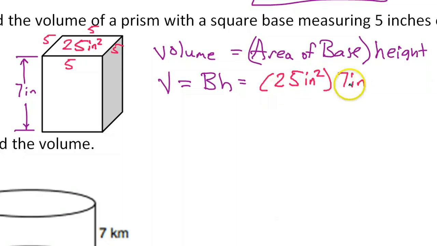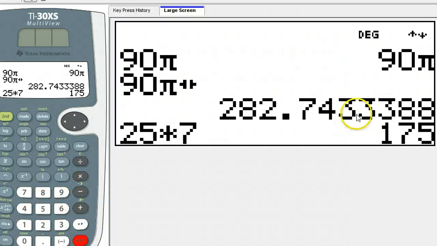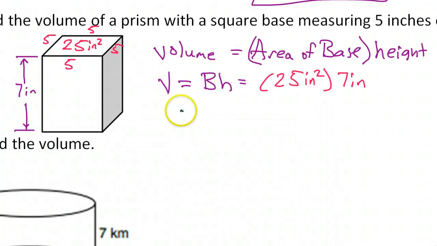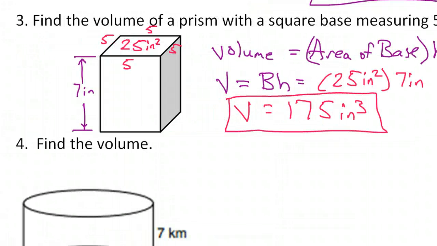Now if I leave the units in here, it helps you see why it's inches cubed, because area is square inches, and then times the height, so inches squared times another inch would be inches cubed. Anyway, what's 25 times 7? Well, that's 175. So that tells us that the volume is 175 cubic inches. Alright, so that is it for number 3.